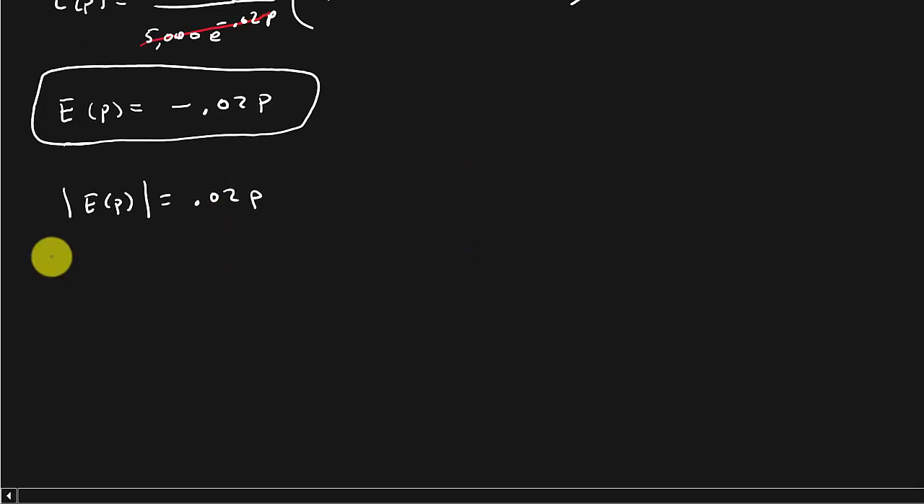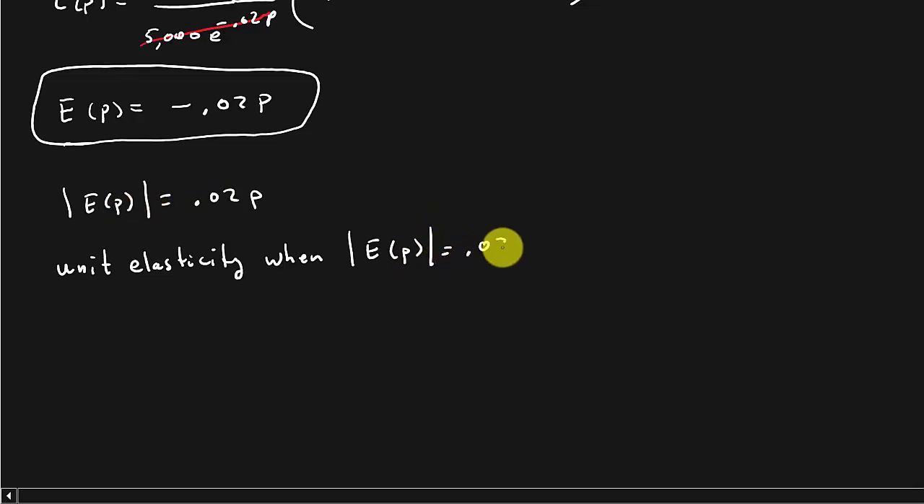All right, so we know this is unit elasticity when what? When the absolute value of E of P, which is equal to 0.02 P, equals 1, right? If I divide both sides by 0.02, I get P equals 50.